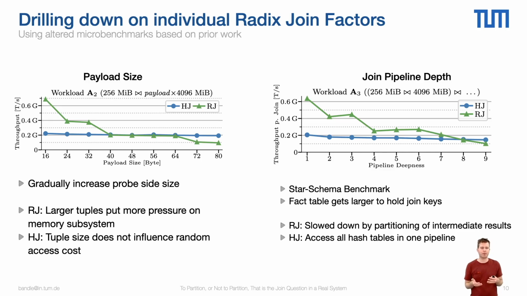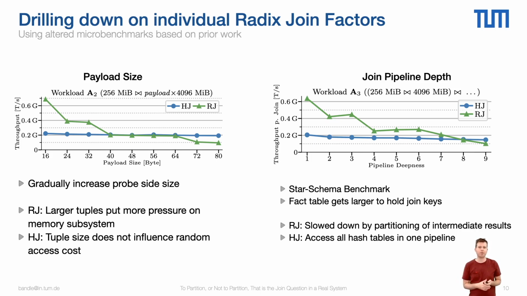So this is the case mostly when having a star schema benchmark, because then we're having one central fact table which is connected to all of the other dimension tables. And the fact table gets larger the more keys we have to hold, because we have to hold one join key for each of the dimension tables. So in a radix partition join, we are slowed down because for each of the joins we have to partition the intermediate result and then go on to join the next, partition again, and so on. For a hash-based join, however, we can build all the hash tables up front and then just have one single pipeline accessing all the hash tables after each other, so we could have synergies performing a lot of joins after each other.